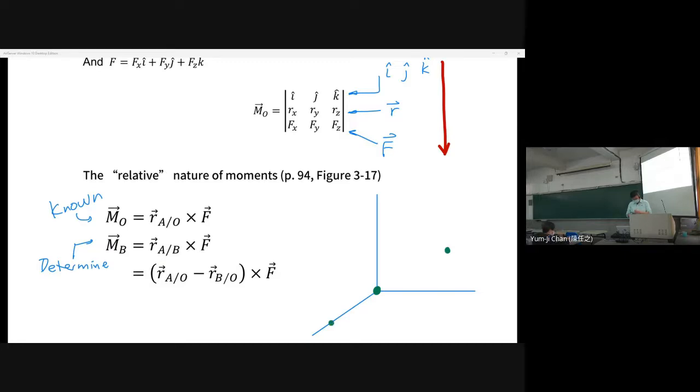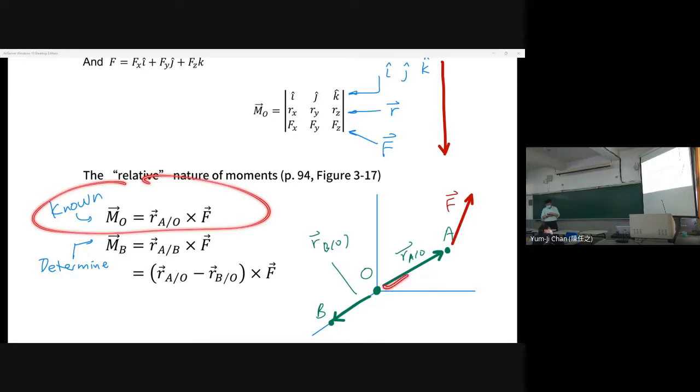Now we have A here, O here, and B here. We have R_A with respect to O, and here is R_B with respect to O. Now, let's say we know MO, which is R cross M, right? Take your time to draw this. Yes, take your time.